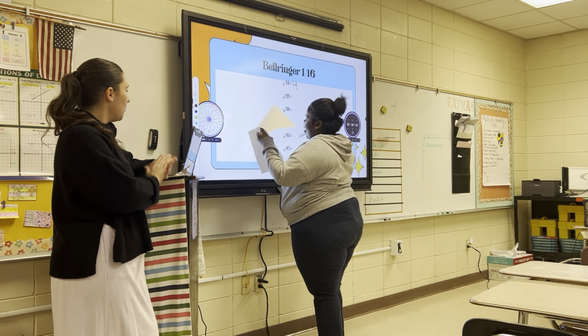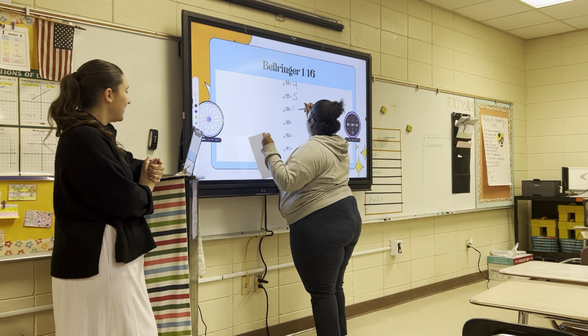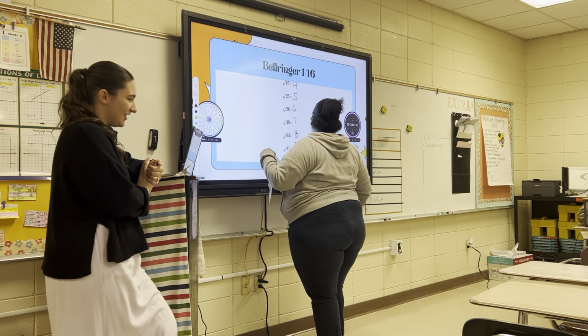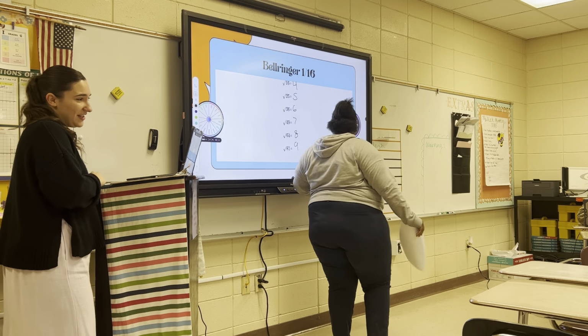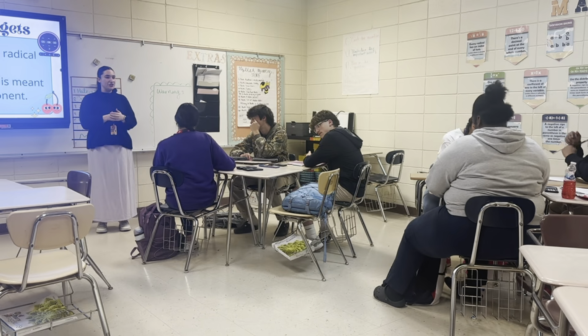Square root of 16 is 4. Good job. Square root of 25 is 5. Good job. 6, 7. It goes in order. 8, 9. It does go in order. Will it always go in order every time you see it? Or no? No. Then we're going to understand what is meant by a rational exponent.